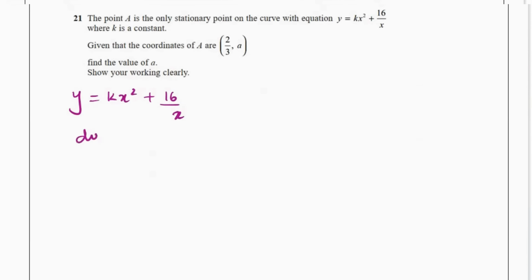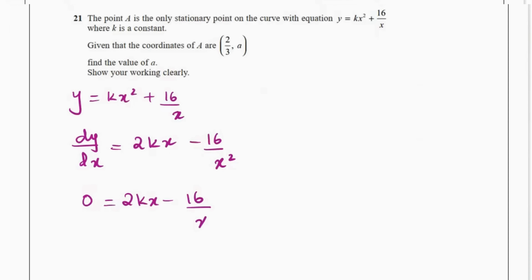So that means when you differentiate it, that's going to give us 2kx minus 16 over x squared. So dy by dx is always 0 at a stationary point. So 0 equals 2kx minus 16 over x squared.